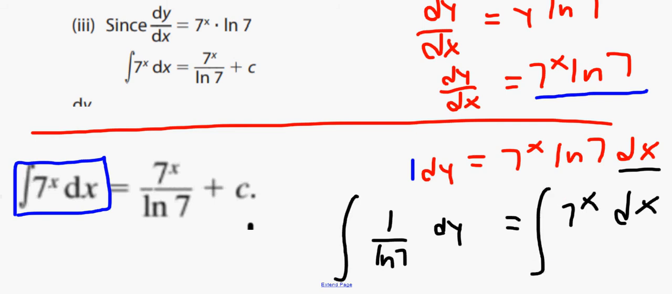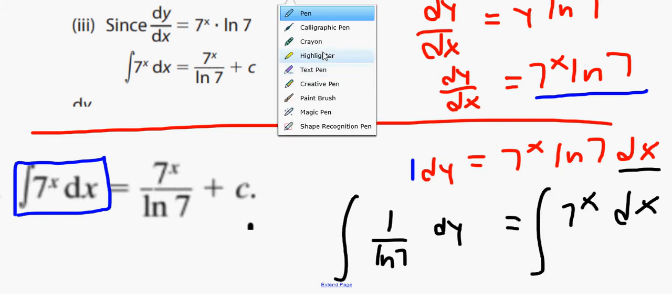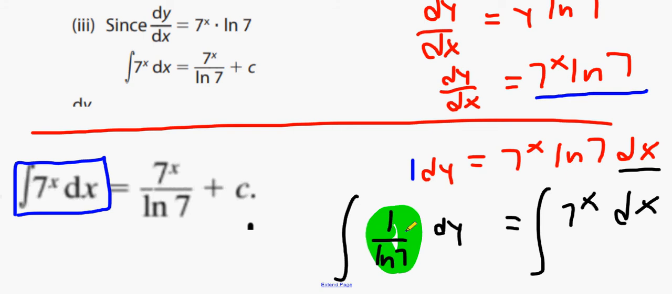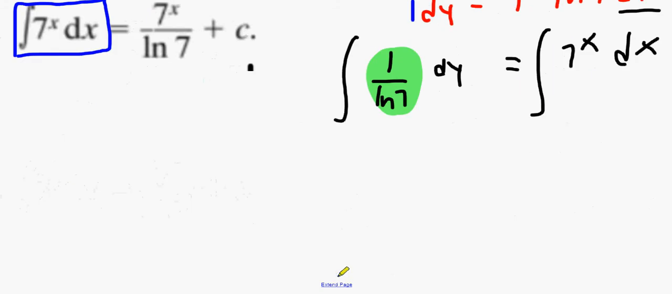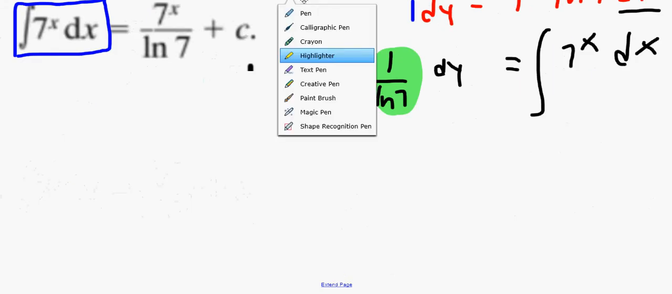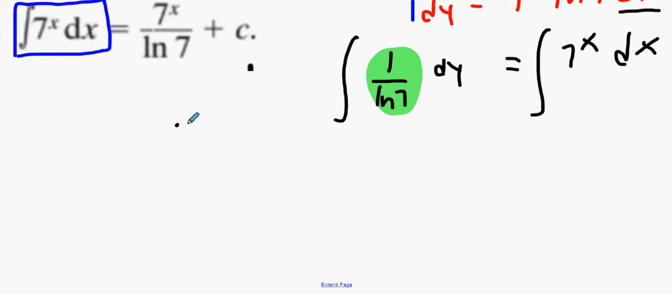Now, what we're going to do now is integrate. Essentially, this part here is a constant. How do I know it's a constant? It's just a regular number, isn't it? So, if I asked you to integrate 3, what would the answer be?